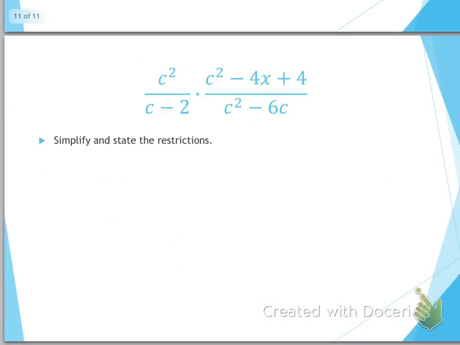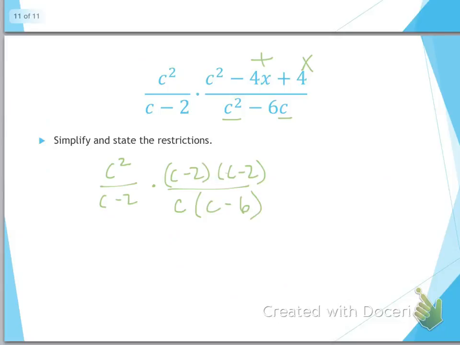Okay, so we're multiplying, so all we need to do is factor. So this one's already factored, both top and bottom. So now I'm just going to look at this set. So it multiplies to get me 4, adds to get me negative 4. And it is going to be negative 2 and negative 2. The bottom has a GCF of c, so I'm going to take a c out. C squared divided by c. If I take a c out of c squared, I get c left. If I take a c out of 6c, I have 6 left. So I can cancel one set of those.